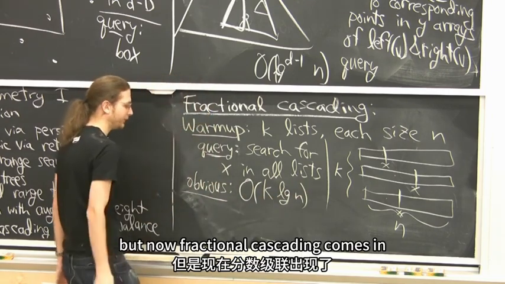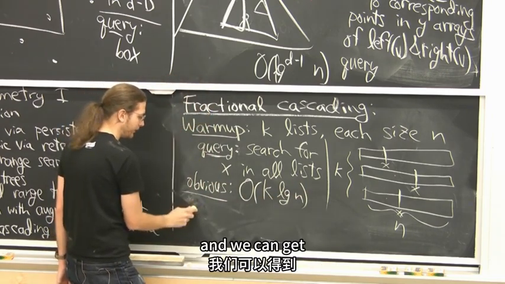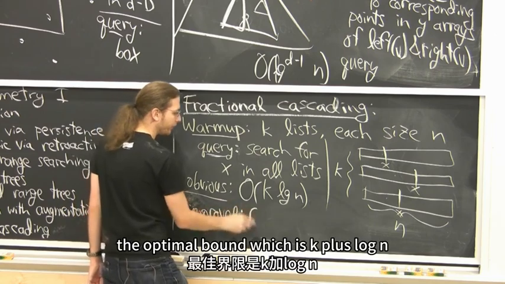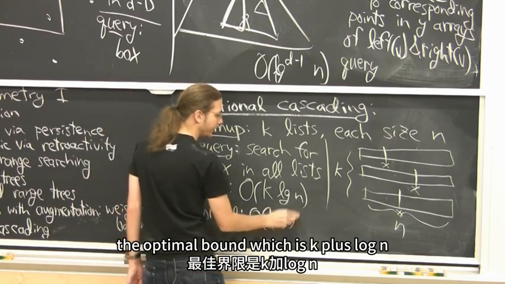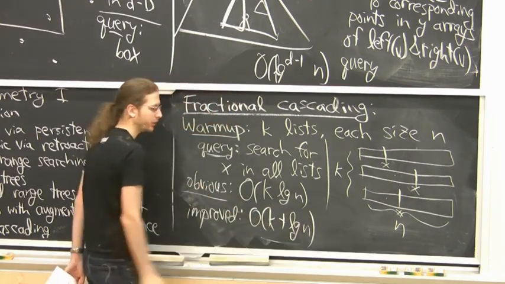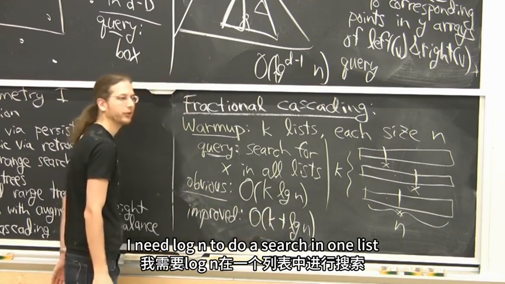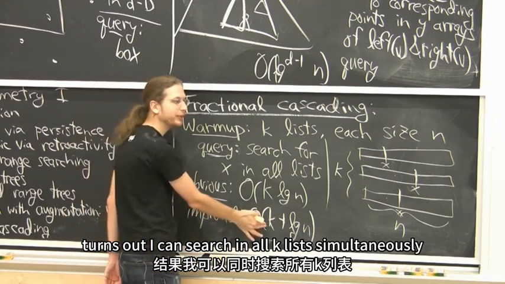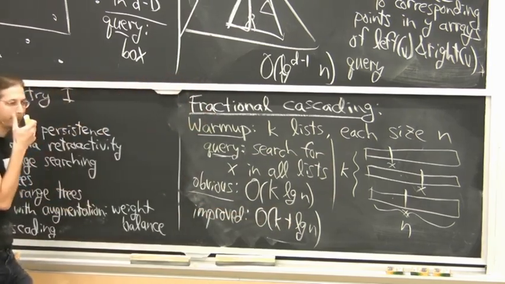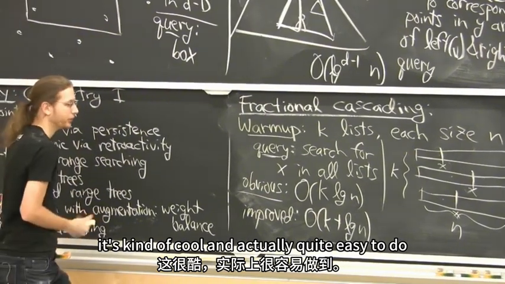But now fractional cascading comes in, and we can get the optimal bound, which is k plus log n. I need k to write down the answers. I need log n to do a search in one list. It turns out I can search in all k lists simultaneously and get all k answers in k plus log n time. It's kind of cool, and actually quite easy to do.